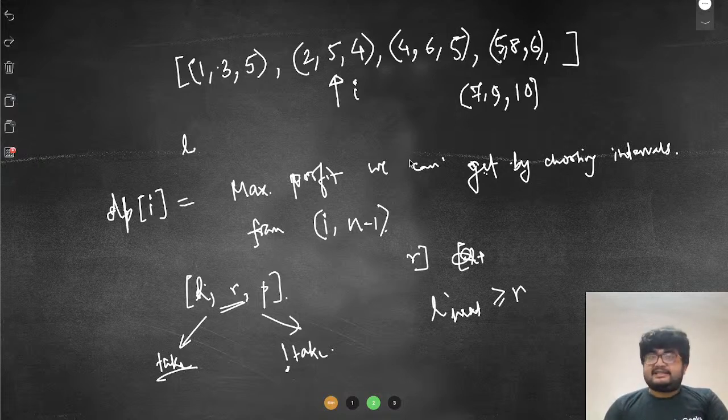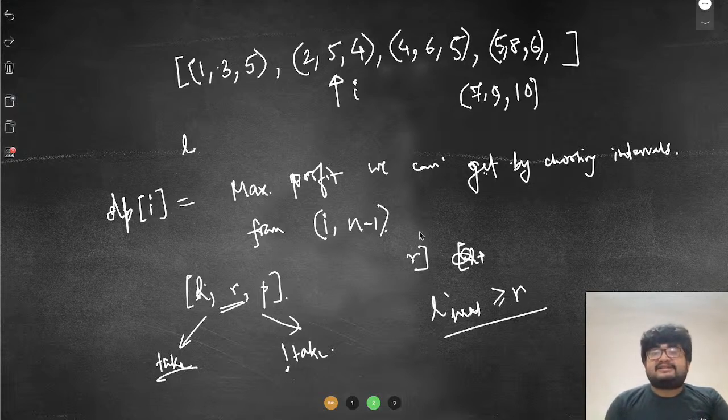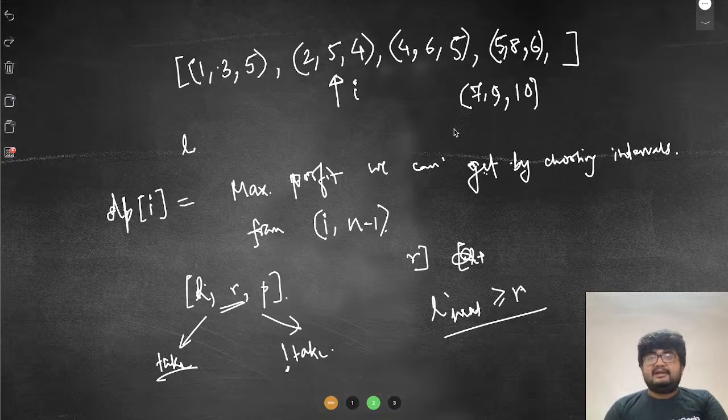So we can binary search to get the L next. What is the first index which is greater than or equal to R? What is the first L which is greater than or equal to R? That is from where we can choose. So we'll binary search on the left value to get the first index where the L value is greater than or equal to R. Let's call this the next index.